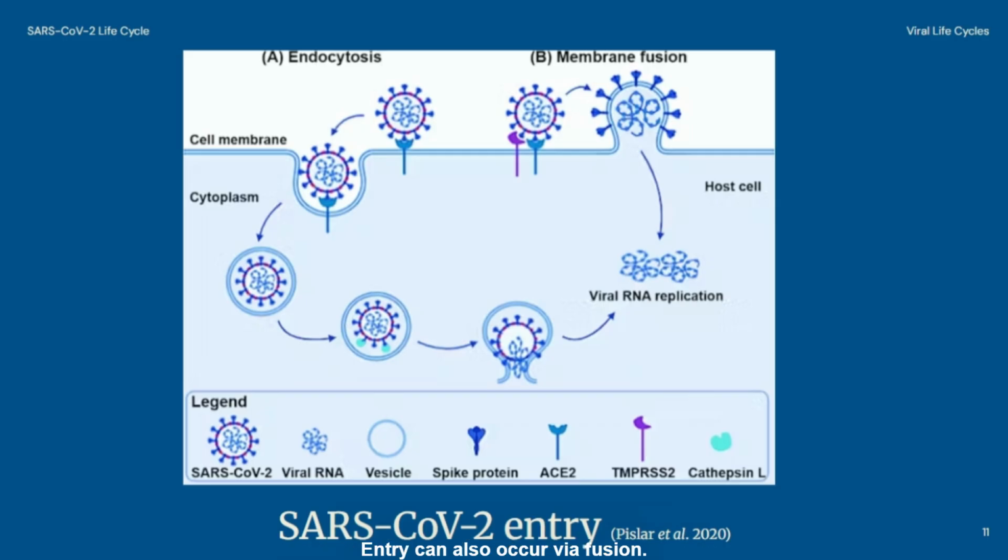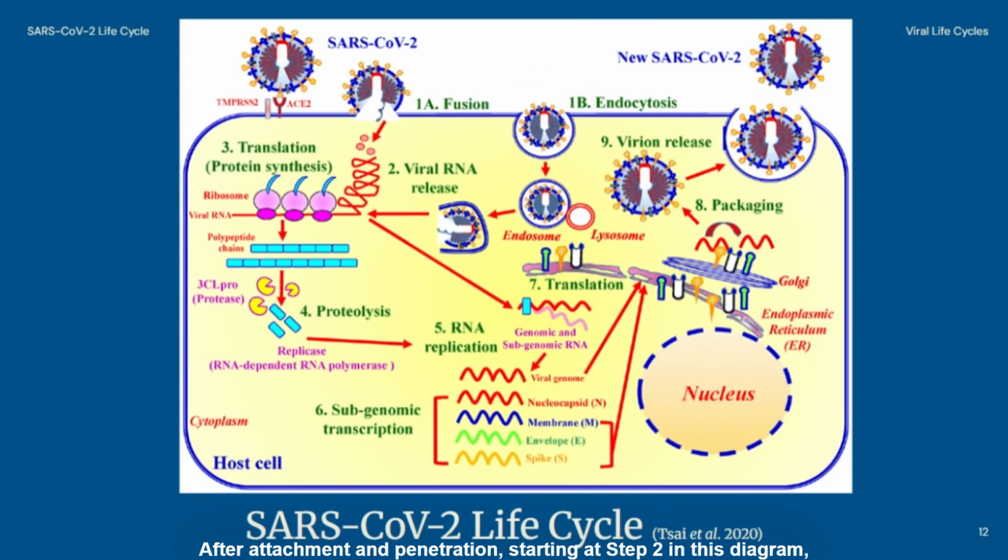Entry can also occur via fusion. Another protease, TMPRSS2, aids this process by cleaving the S protein to allow for faster fusion and emptying of viral contents into the host cell. After attachment and penetration, starting at step 2 in this diagram, we see that the virus has penetrated the cell and released its viral contents.